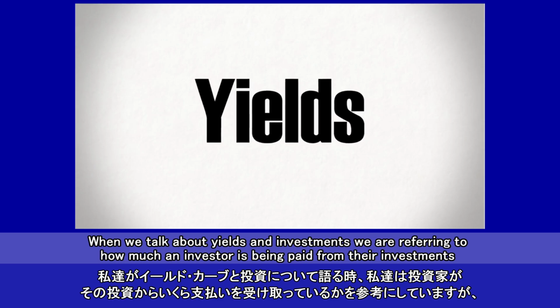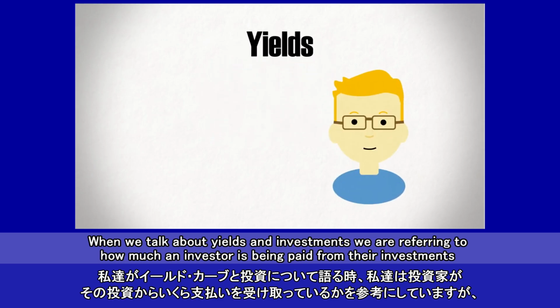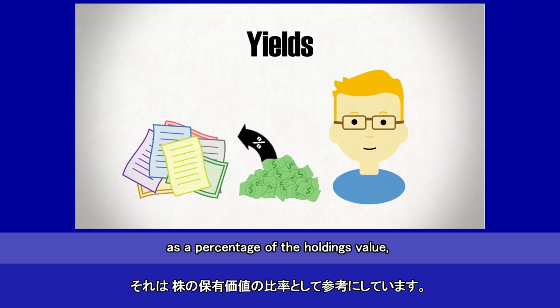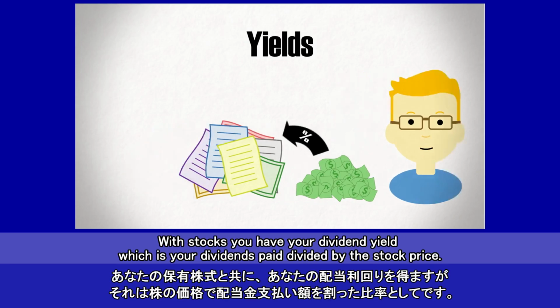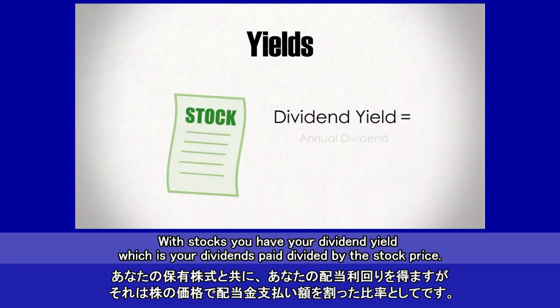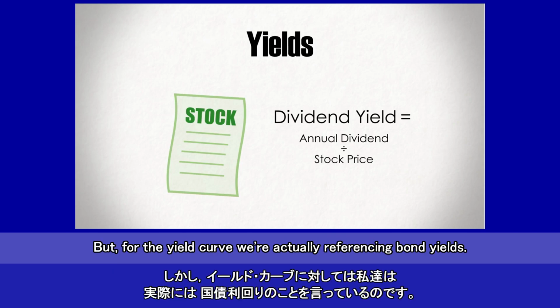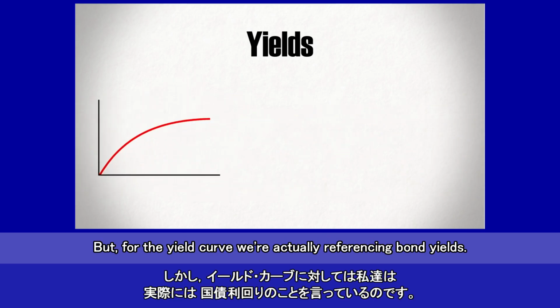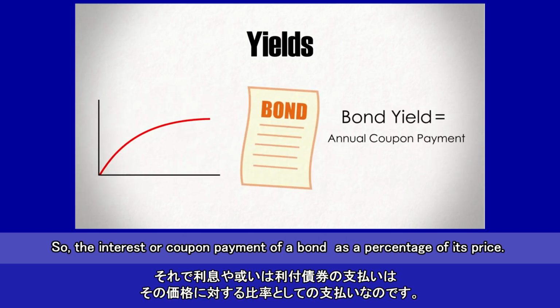When we talk about yields in investments, we are referring to how much an investor is being paid from their investments as a percentage of the holding's value. With stocks, you have your dividend yield, which is your dividend paid divided by the stock's price. But for the yield curve, we're actually referencing bond yields, so the interest or coupon payment of a bond as a percentage of its price.